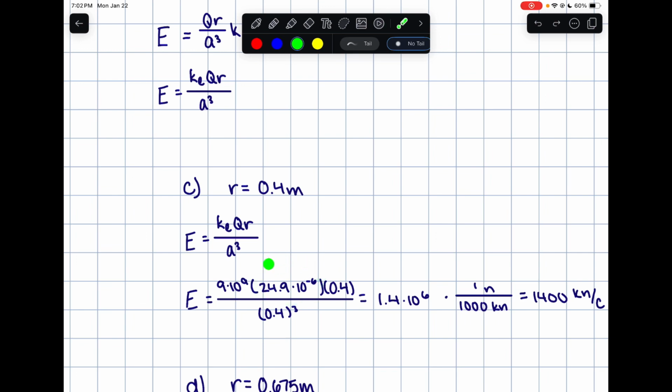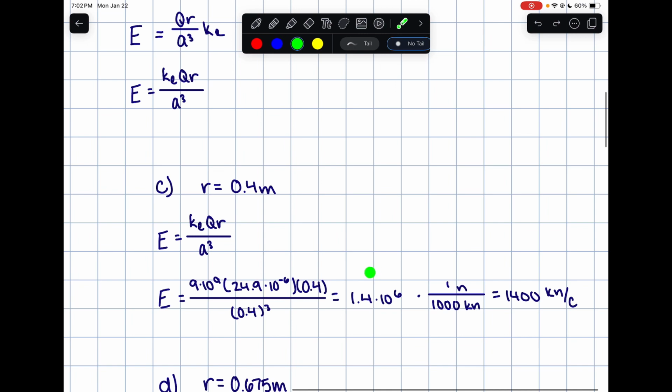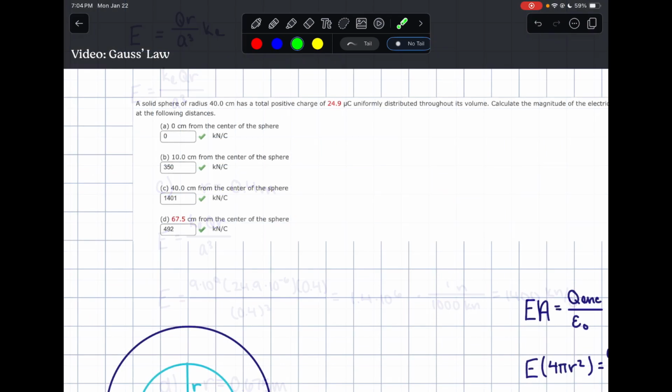We're going to plug in the same charge, 24.9 times 10 to the negative 6. This time with the new value for r, 0.4, all over a, which is still 0.4 cubed. From there, we get 1.4 times 10 to the 6, and to convert to kilonewtons, we're going to divide by 1,000 to get 1,400 kilonewtons per coulomb.